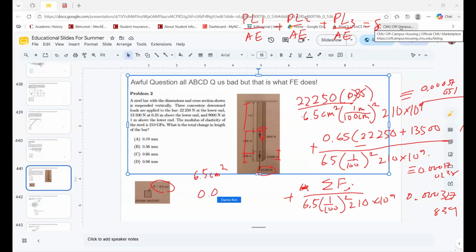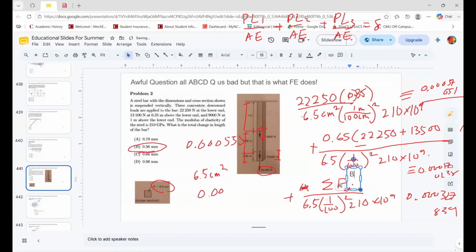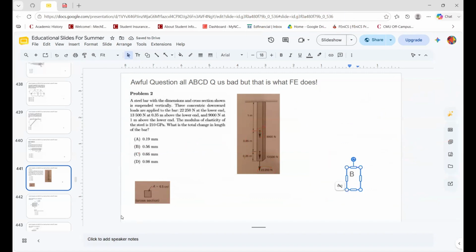I get 0.0055518, which I'm interpreting as B because that's the only one that makes sense. The other ones do not. So we can move on now.